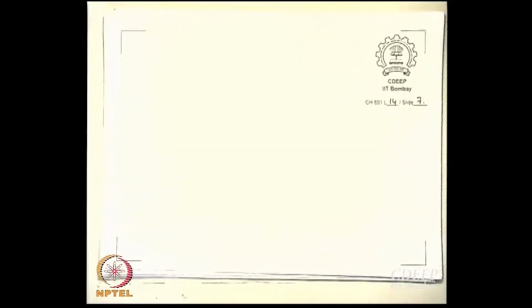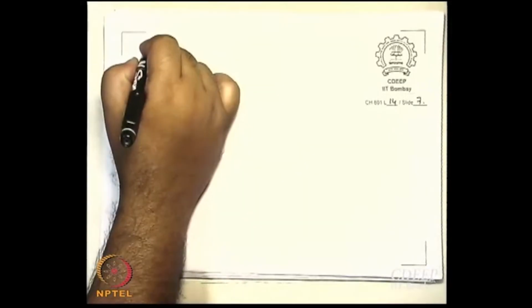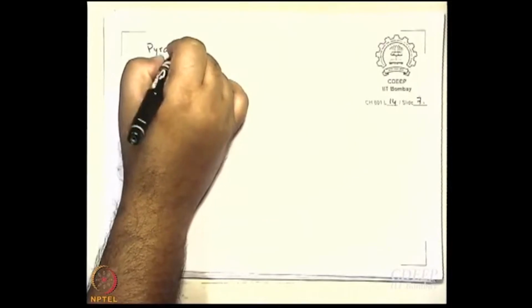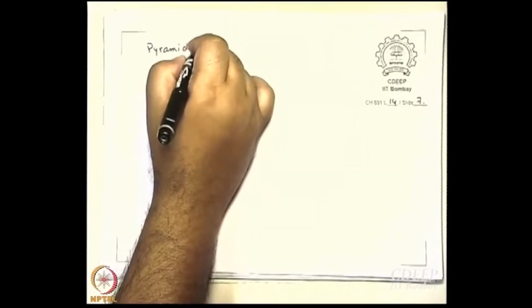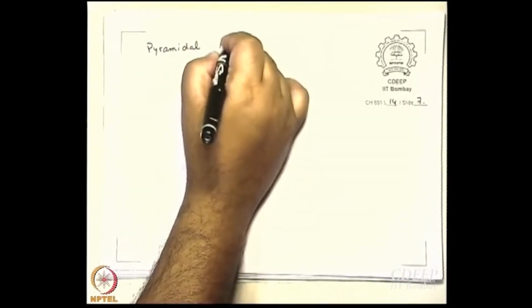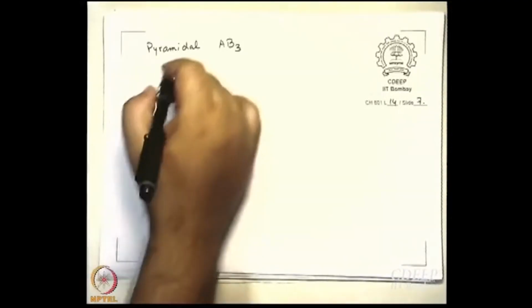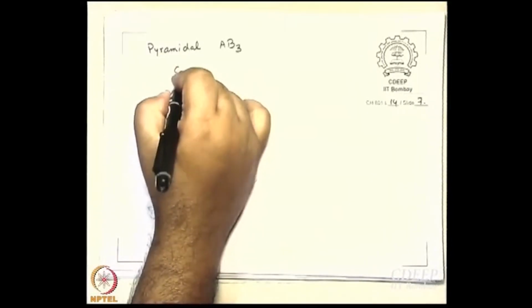So let's see. Let's say pyramidal AB3. Any example you know? Point group? C3v, very good. Now what do we need to do? I need to work out the symmetries of normal modes. Let us see. C3v.